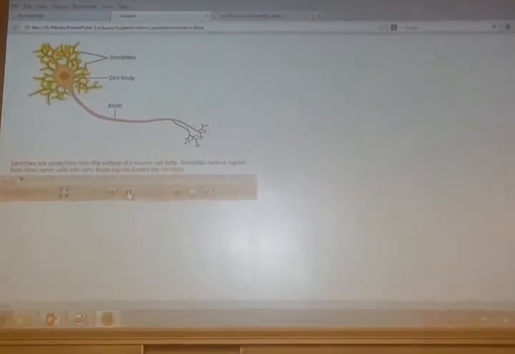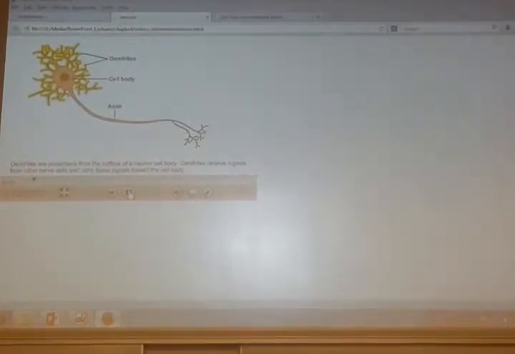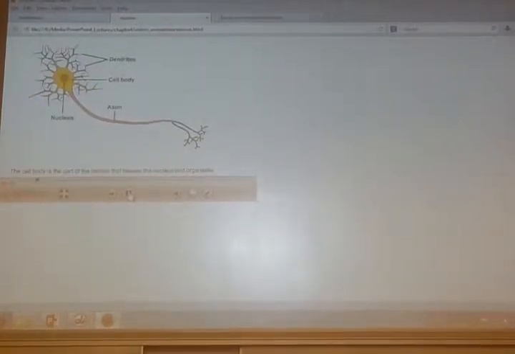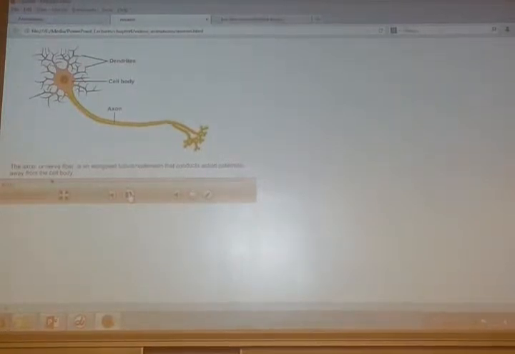Dendrites are projections from the surface of a neuron's cell body. Dendrites receive signals from other nerve cells and carry those signals toward the cell body. The cell body is the part of the neuron that houses the nucleus and organelles. The axon, or nerve fiber, is an elongated tubular extension that conducts action potentials away from the cell body.